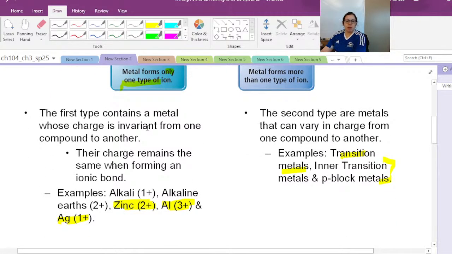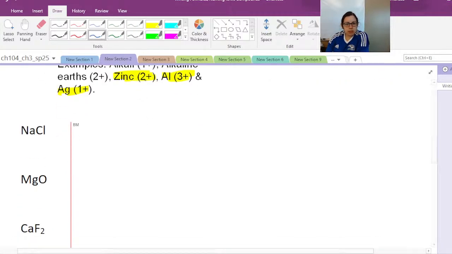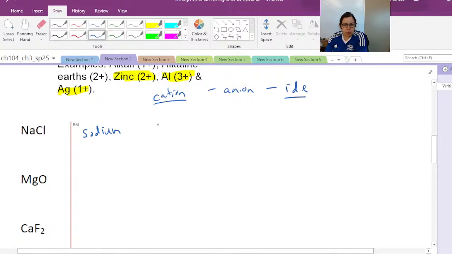And so to name them, it's pretty straightforward. So we can just name our cation. So we just state it, and we'll do this one together. So we have sodium, and then we do our anion ending, but then we change it to "ide." So instead of chlorine, it becomes sodium chloride to show that it is an anion.